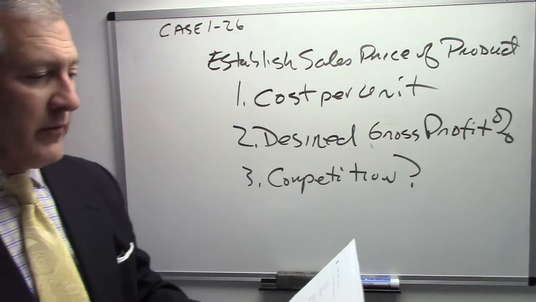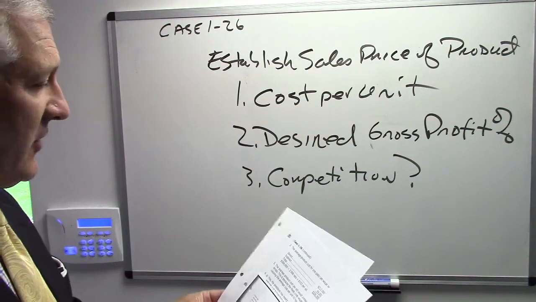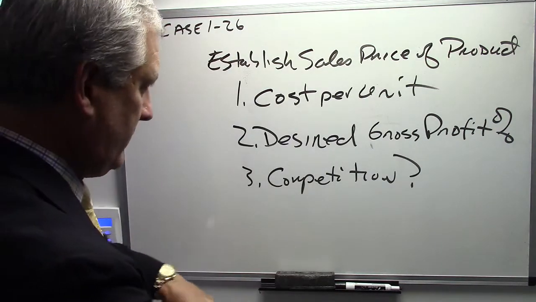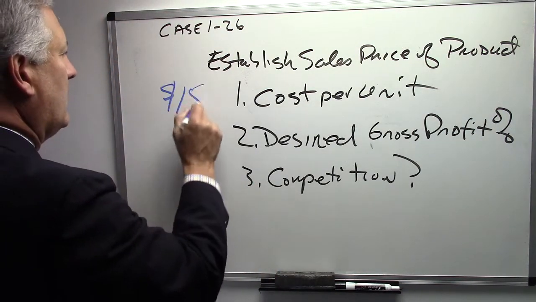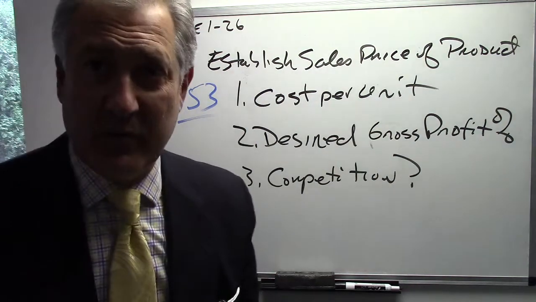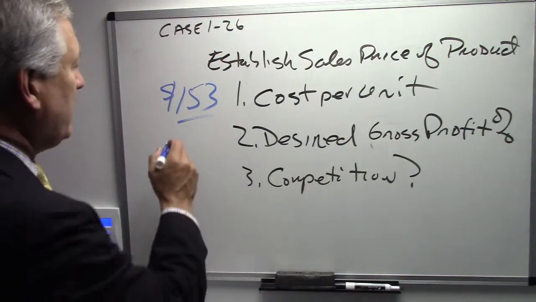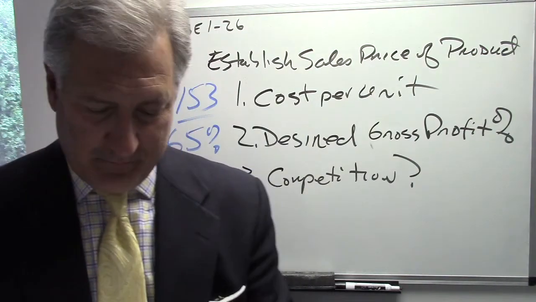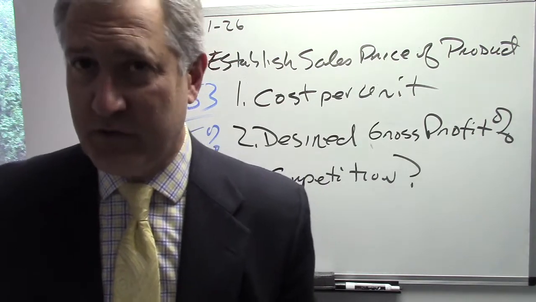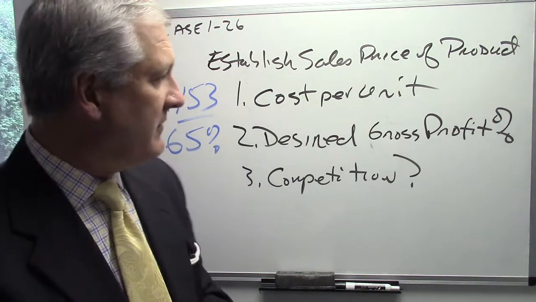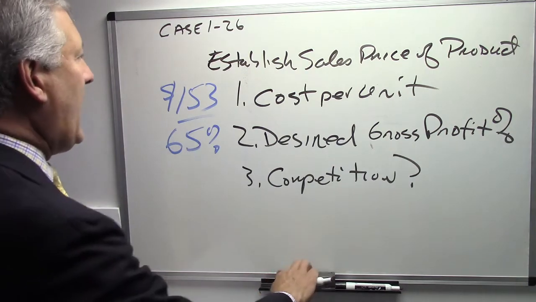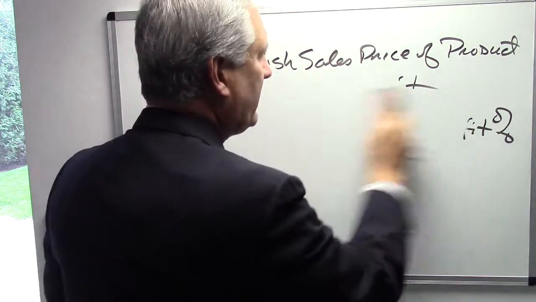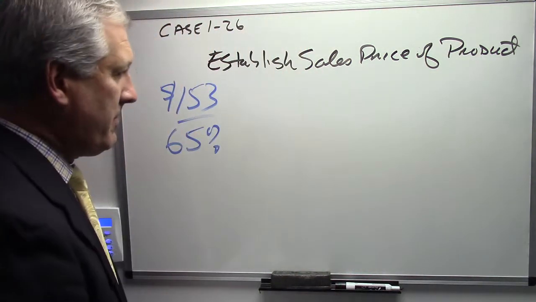We know right now that the cost per unit is $153 per unit. And we know that the company's desired gross profit margin is 65%. We don't know what the competition's doing. We're going to talk about that in a few minutes. So again, how do we establish the sales price of our product? There is a formula that we're going to use.